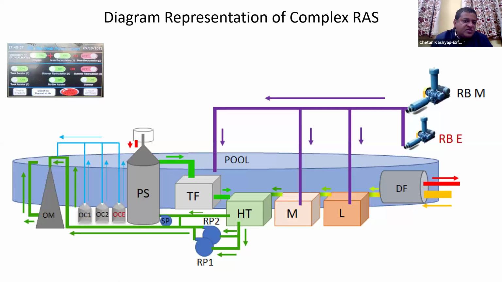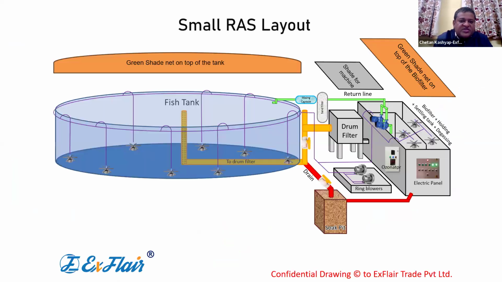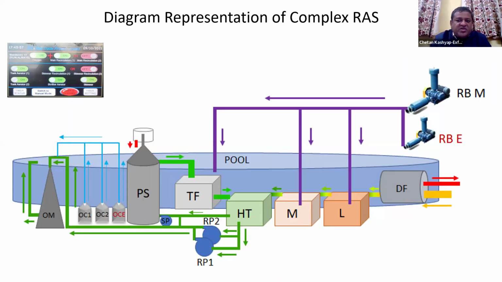Okay, this is the earlier one that I spoke about, a single tank. Here you see a lot more complex system. So this pool is nothing but your tank. The water is coming through a drum filter, and then it is going through various levels of biofilter process. This is nothing but a trickling filter. Trickling filter I spoke about for degasification.